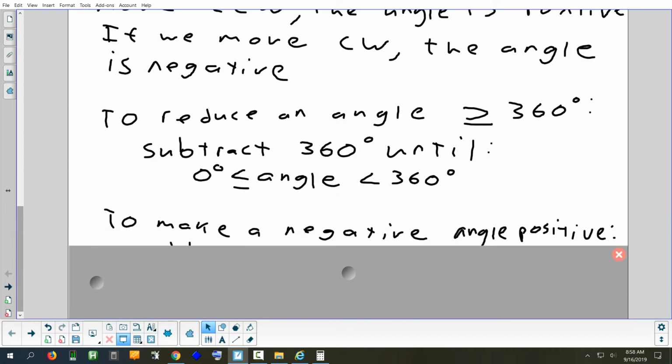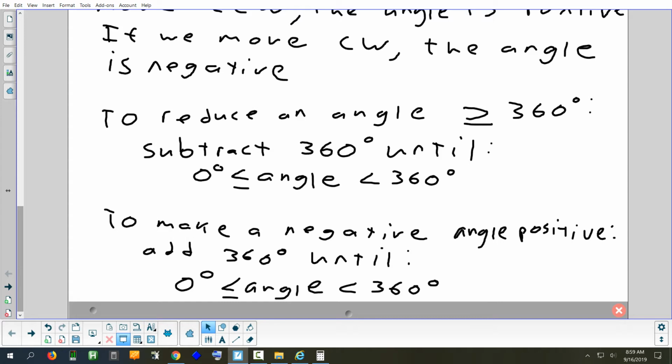Okay, and now I also said this one earlier. Cal, if you got an angle that's negative, it's kind of hard to think about, like negative 10,000 degrees. What can you add as many times as you need to make it positive? 360 degrees. Yeah, exactly.